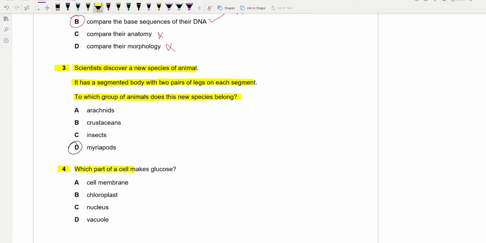Question number 4. Which part of a cell makes glucose? Option A. Cell membrane, which is wrong. Option B. Chloroplast, which is correct. Option C. Nucleus, which is wrong. Option D. Vacuole, which is also wrong. So the correct option would be option B.